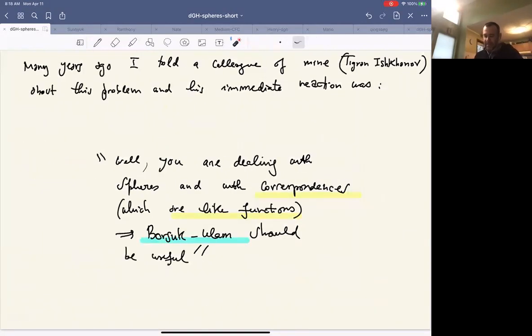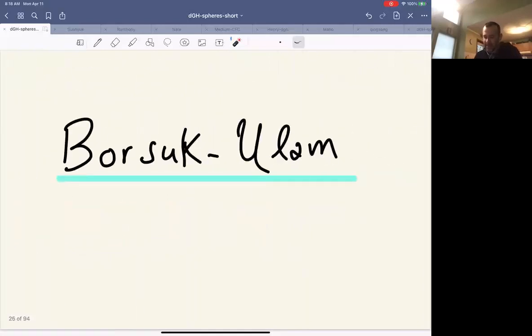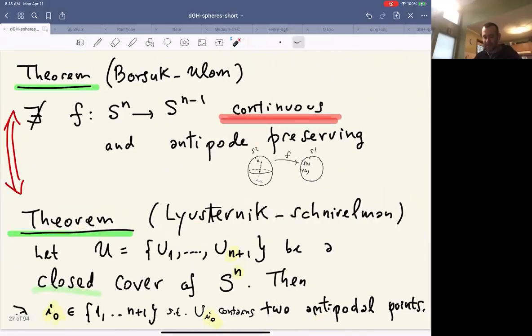Anyway, we still looked into this, and I learned more about the Borsuk-Ulam theorem and the different formulations, and tried to extract some results out of that. So let me tell you what we did with trying to apply Borsuk-Ulam. Borsuk-Ulam says the following: for a given n, you will not be able to find a continuous and antipode-preserving map f from S^n into S^(n-1). So jumping down in dimension in a continuous manner while preserving antipodality is not possible.